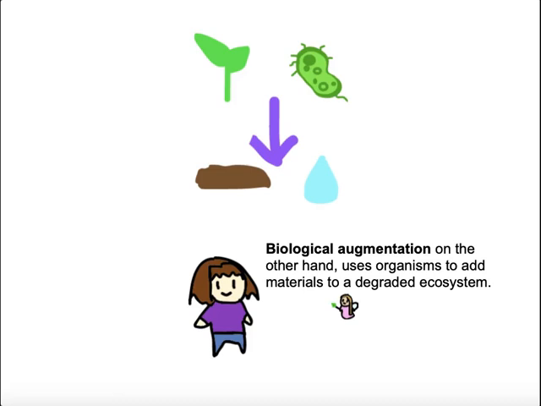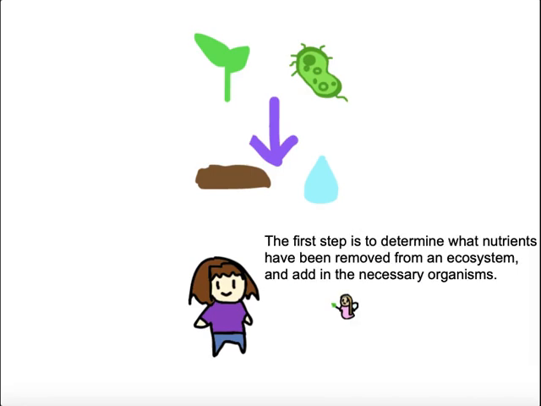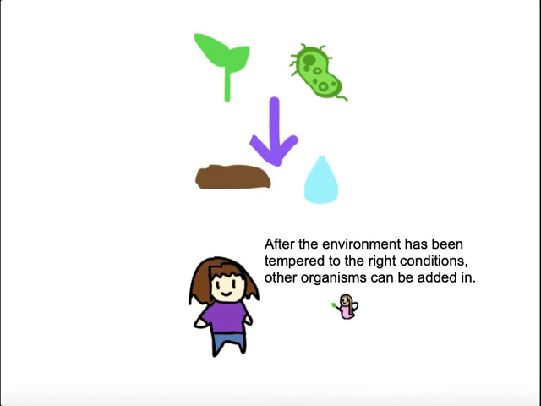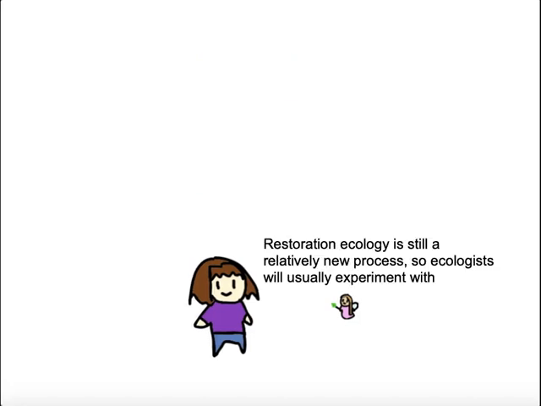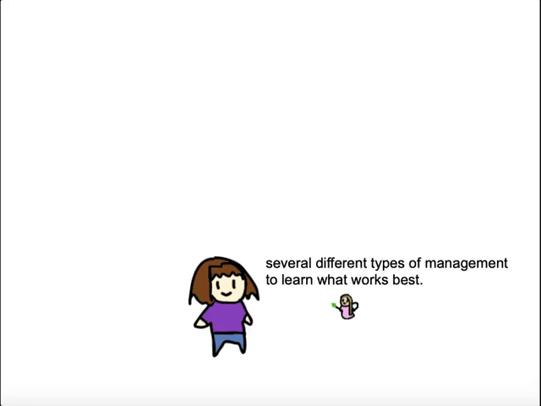Biological augmentation, on the other hand, uses organisms to add materials to a degraded ecosystem. The first step is to determine what nutrients have been removed from an ecosystem, and add in the necessary organisms. After the environment has been tempered to the right conditions, other organisms can be added in. Restoration ecology is still a relatively new process, so ecologists will usually experiment with several different types of management to learn what works best. Let's go through some real-life examples.